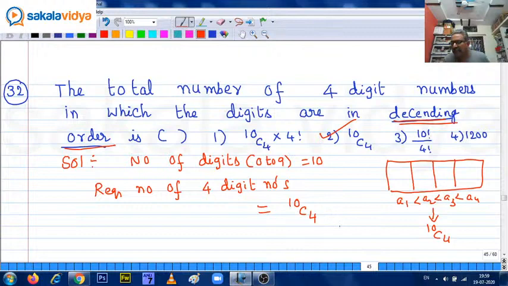What is the order, reverse order? Yes, exactly correct. So that means here A1 should be greater than A2, A2 should be greater than A3, A3 should be greater than A4. Exactly. So this is the correct one.